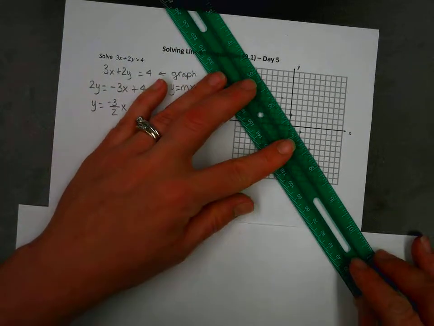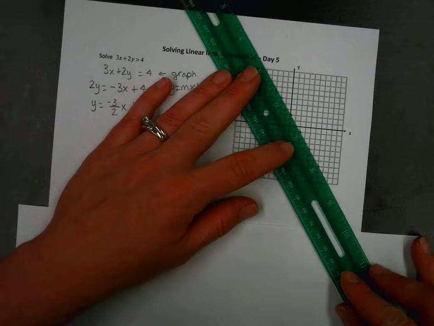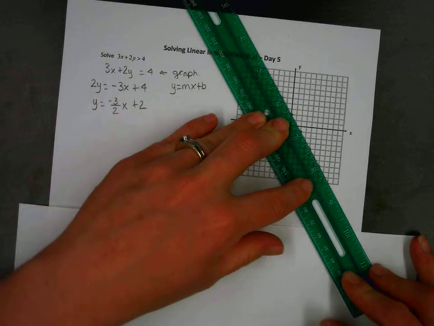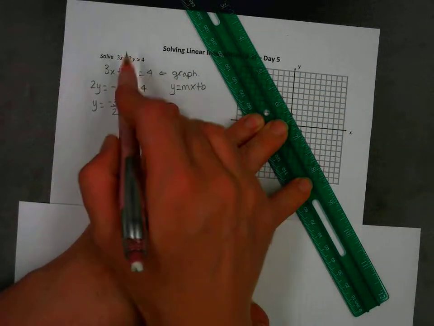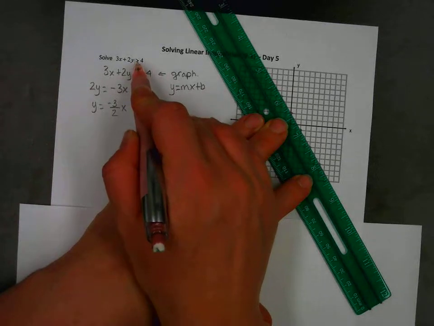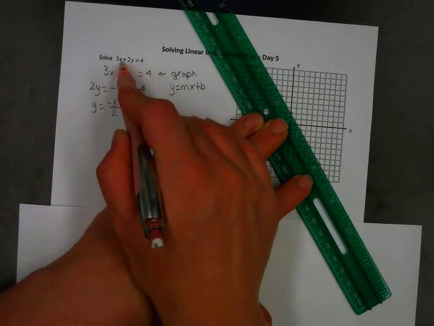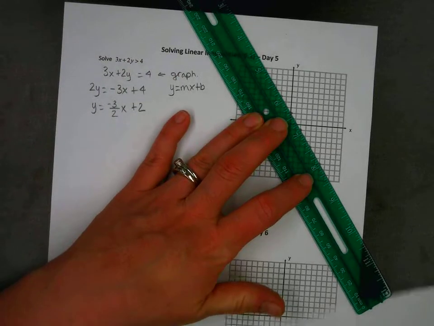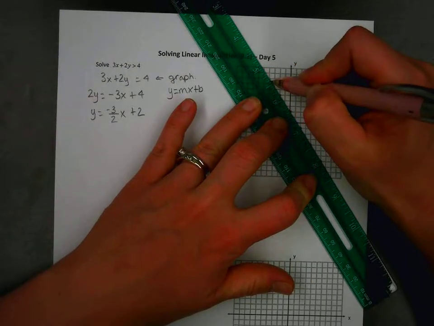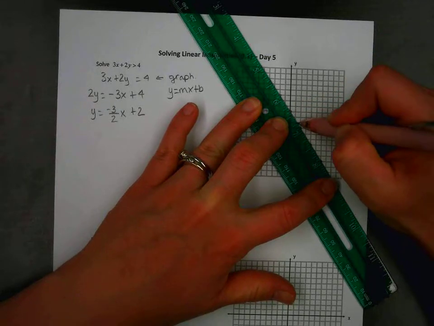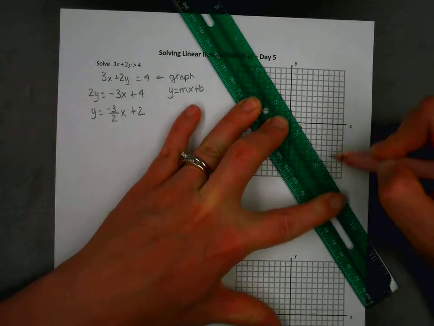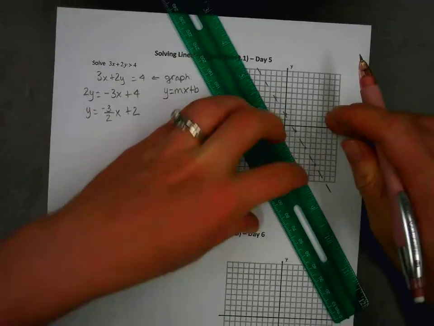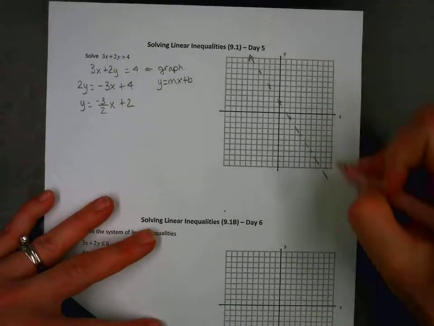So I want to graph this line. But when I graph this line, I don't want to graph a solid line. I want to graph a dotted line because I do not want to include all of the values that are equal to 4. I just want to include the values that are greater than 4. So my solution is not going to include this line. That's why we draw it dotted.